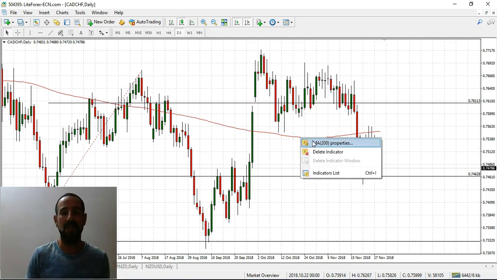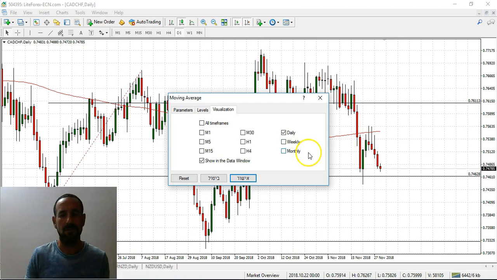Take a look. Let's have a look at the properties, right? So the first thing I make sure of is visualization here. I make sure to tick the daily box. I don't want to see it anywhere else, because think about it. If I switch here to the 4-hour chart, what I'm going to see is not the 200 daily moving average. I'm going to see a 200 4-hour moving average, right? So no, we want to keep it daily, which is why I'm ticking the daily box. That's the first thing I want to do.